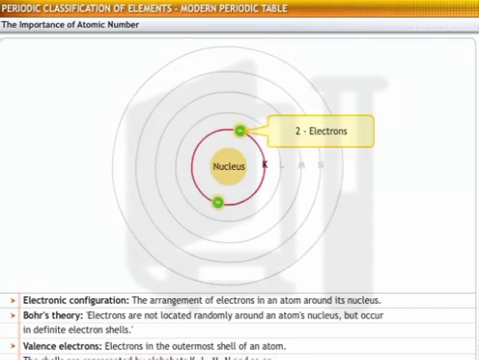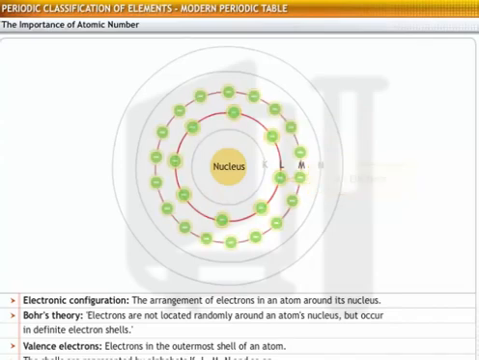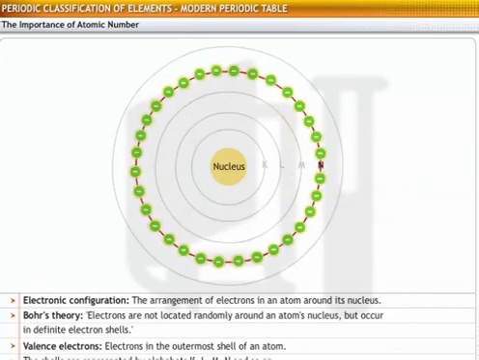The K shell can accommodate 2 electrons. The L shell can accommodate 8 electrons. The M shell can accommodate 18 electrons. The N shell can accommodate 32 electrons. As the lower shells are filled up, the additional electrons are placed in more distant shells.